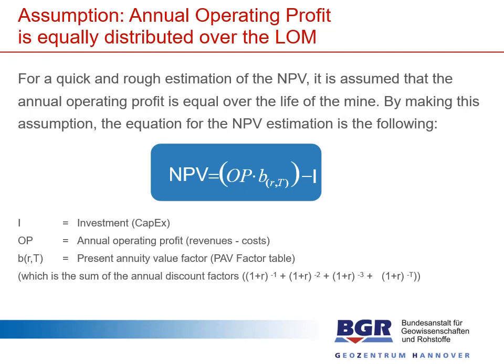So the net present value is the operating profit times the present annuity value factor minus the investment. You of course have to subtract all the investment costs, not from the net present value, but from the discounted cash flows of all operating years.